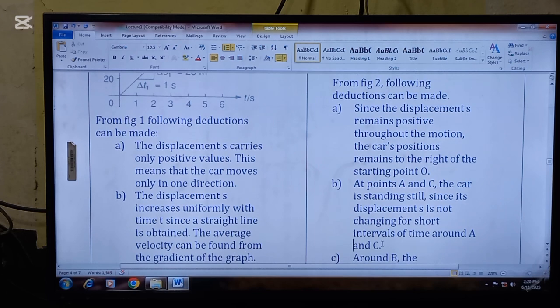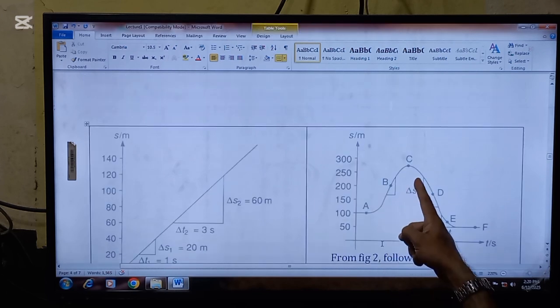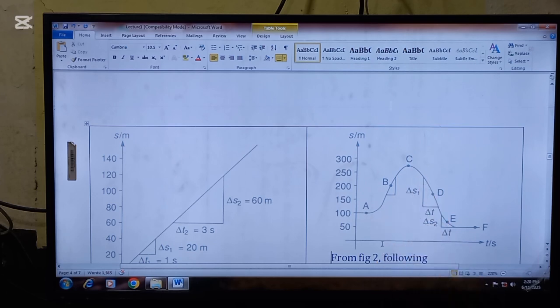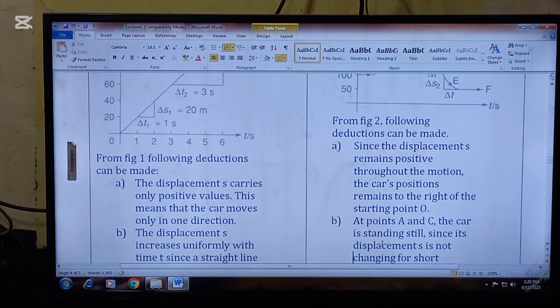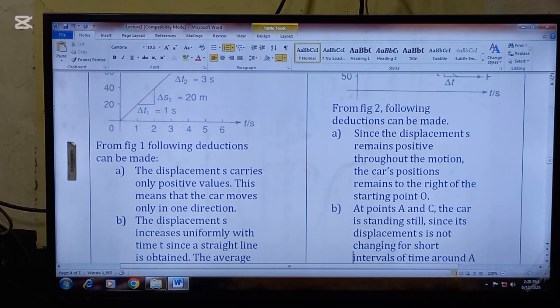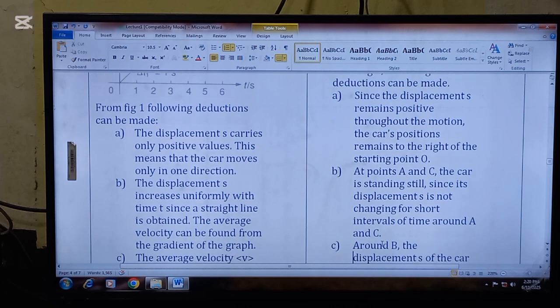At points A and C. So look now again, here is A and here is C. The car is stopped because these are on the stagnant position. So at points A and C, the car is standing still since its displacement S is not changing for short intervals of time around A and C. So this is the second deduction.